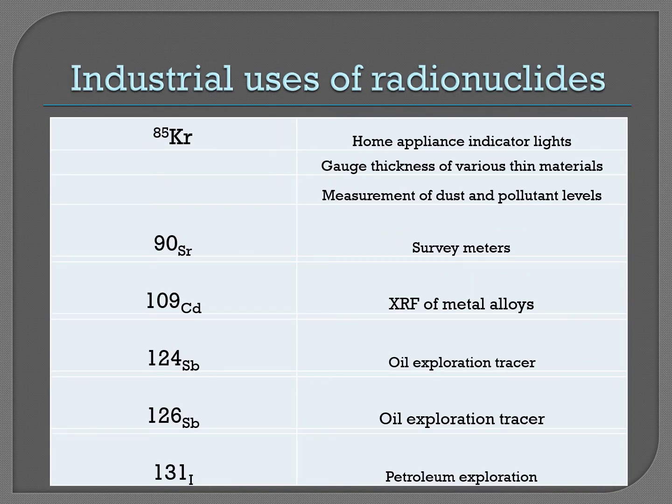So now we will discuss some more applications of different radionuclides. We have krypton 85. It is basically used in home appliances as indicator lights. Then it has the use in gauge thickness of various thin materials. A gauge is basically an instrument that measures and gives a visual display of the amount, level, or contents of something.